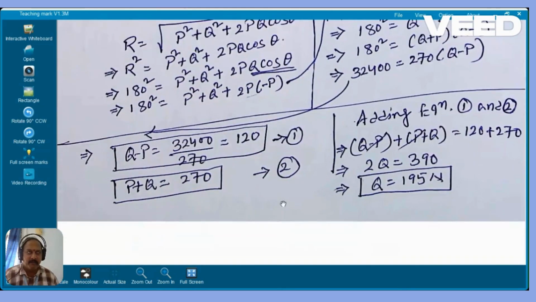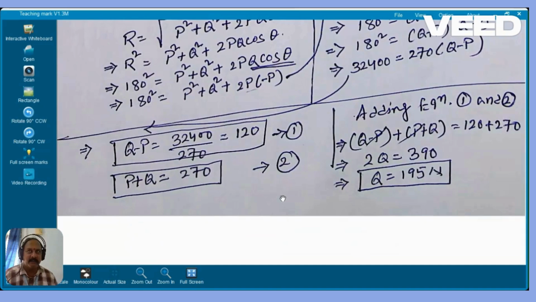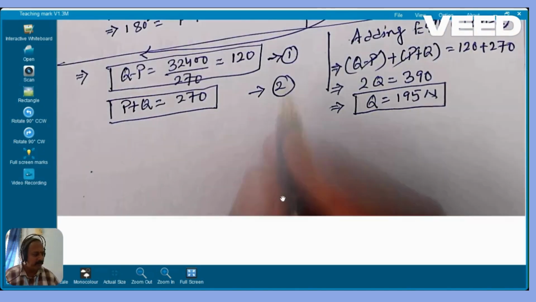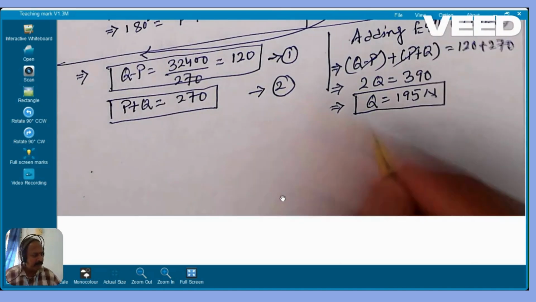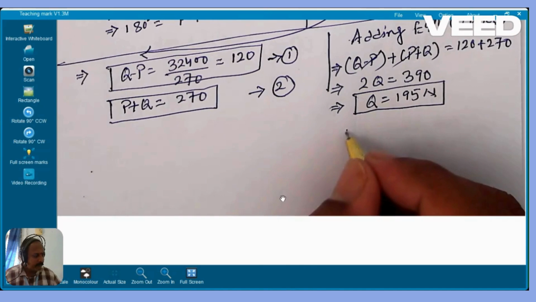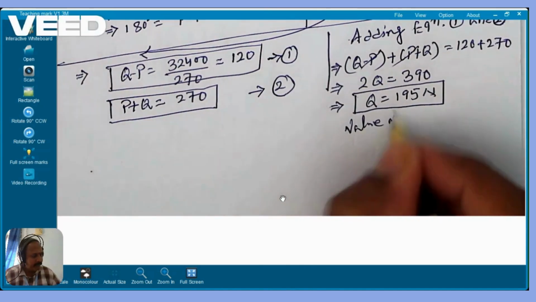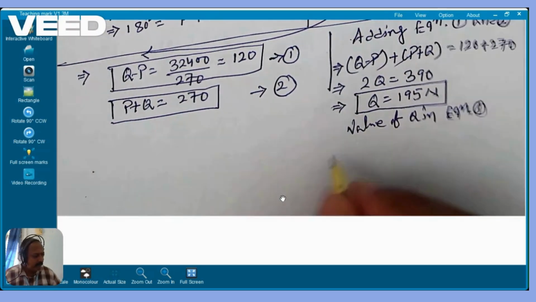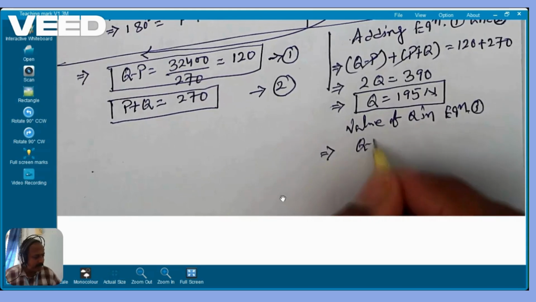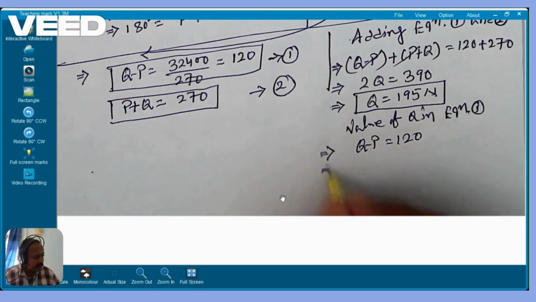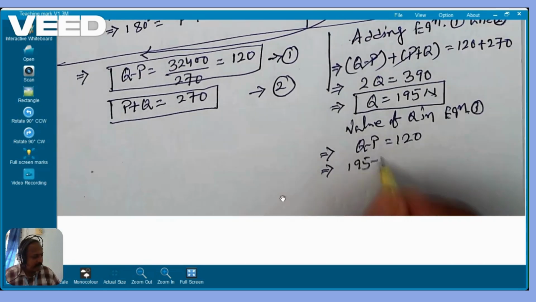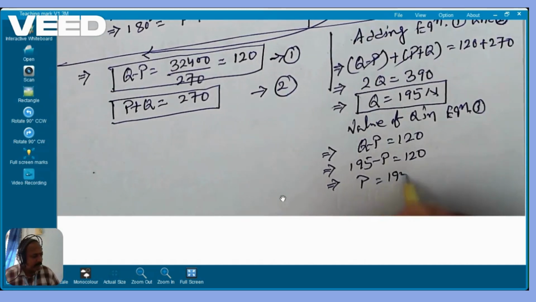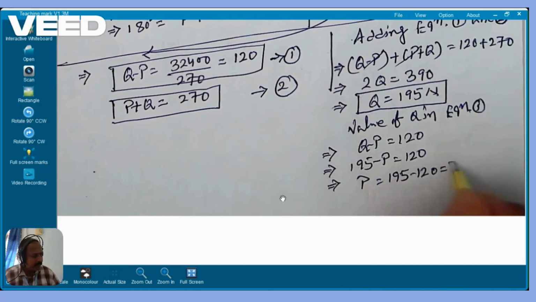Once you get the value of Q, you substitute in any of the equations. Clear? So either you can substitute the value of Q in equation 1 or equation 2. Let us substitute in equation 1. What is equation 1? Q minus P is equal to 120. So 195 minus P is equal to 120. So what is P? P is equal to 195 minus 120. You will get 75 Newton.